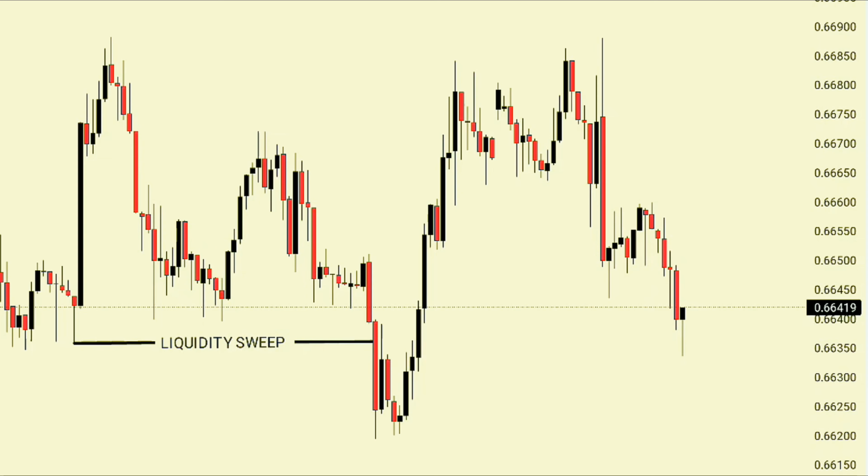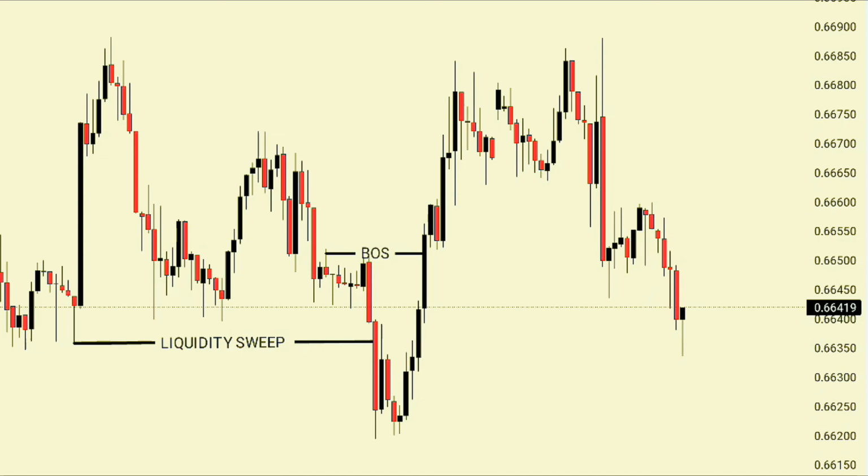Instead of continuing downward, it shifts very aggressively upward. This strong move breaks a previous swing high. This is our BOS, the break of structure. A BOS immediately after a sweep is one of the highest probability confirmations that the trend is shifting.